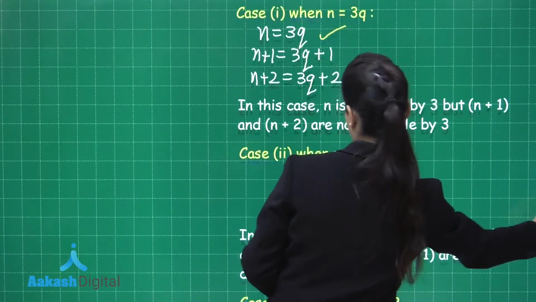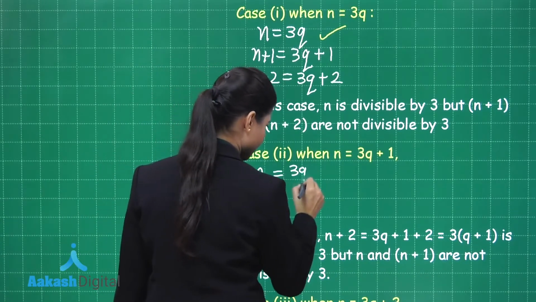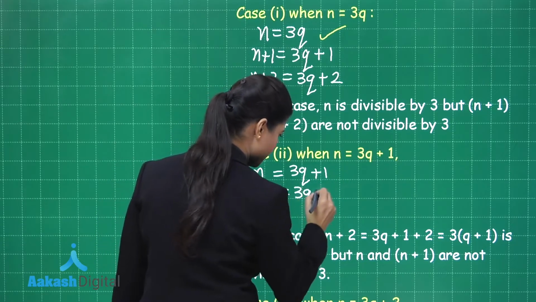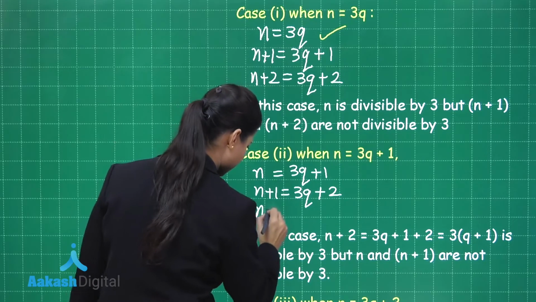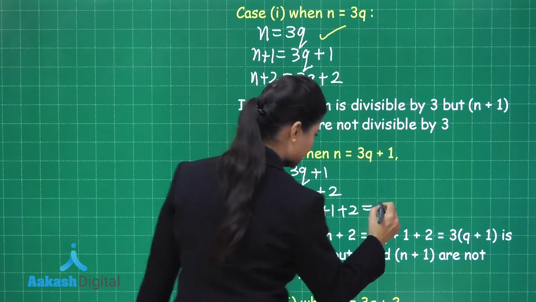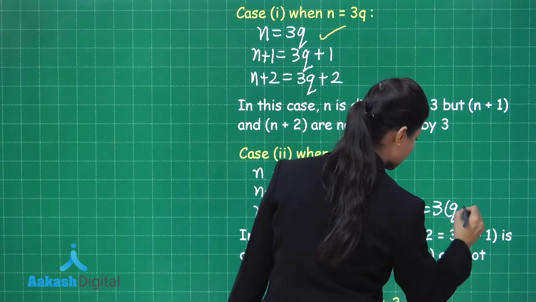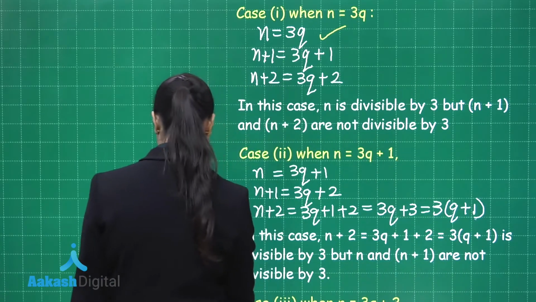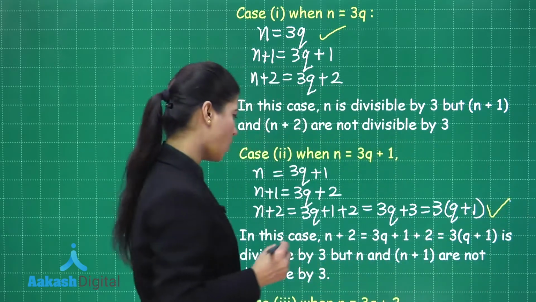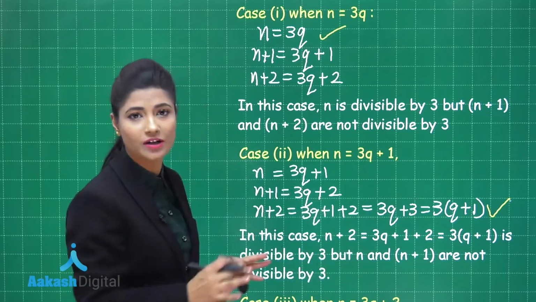So, when I consider here n as 3q plus 1, in that case I have n as 3q plus 1. Next, I have n plus 1 as 3q plus 1 plus 1, that is 3q plus 2. Next, I have n plus 2 as 3q plus 1 plus 2, that is 3q plus 3. So, you can easily take 3 common from this, resulting here q plus 1. You can clearly see 3 cannot be taken common from the first 2, but from here it can definitely be taken as common. So, in this case n plus 2 is divisible by 3, but n and n plus 1 are not divisible by 3.